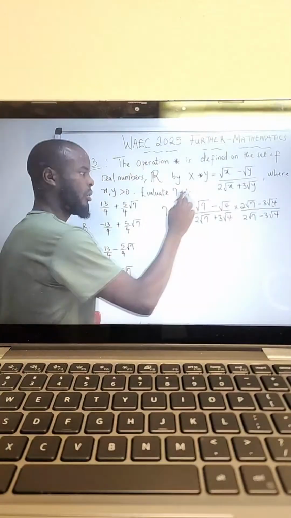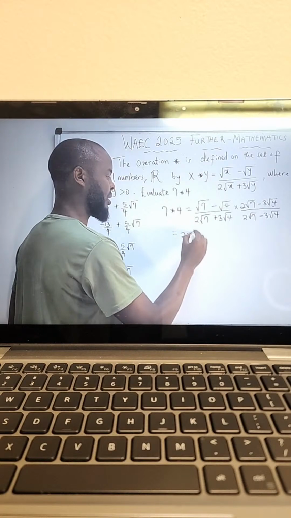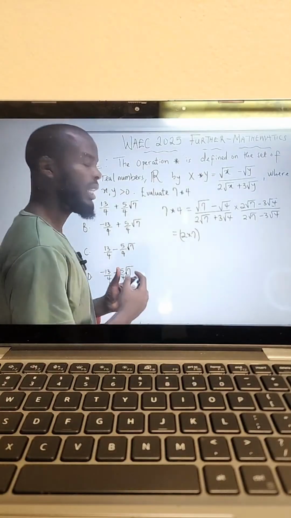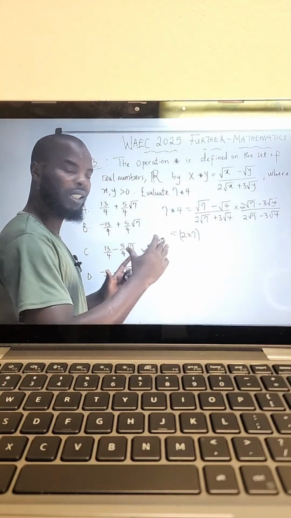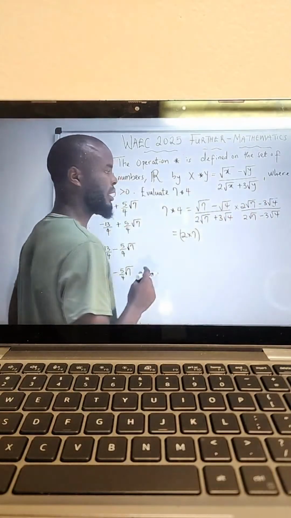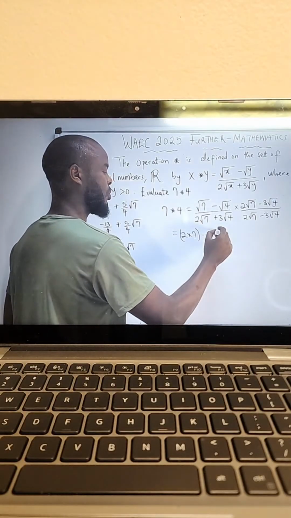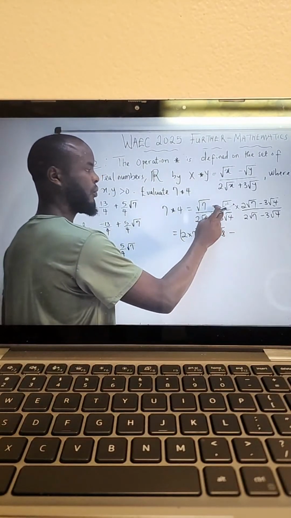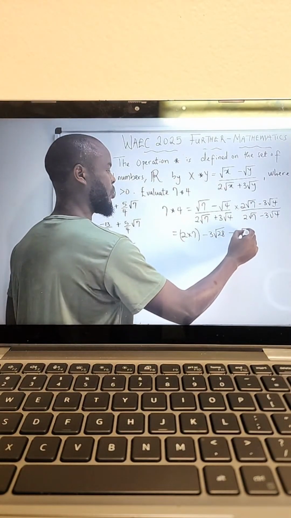By multiplying out, root 7 times 2 root 7 is going to be 2 times 7. Don't forget in question number 1, I gave you a rule that says that root a times root a equals a. So this is what I used over here. You can go back to question 1; the rules were stated in question number 1. Root 7 times negative 3 root 4, then you have negative 3 root 28, minus root 4 times 2 root 7, you have 2 root 28.